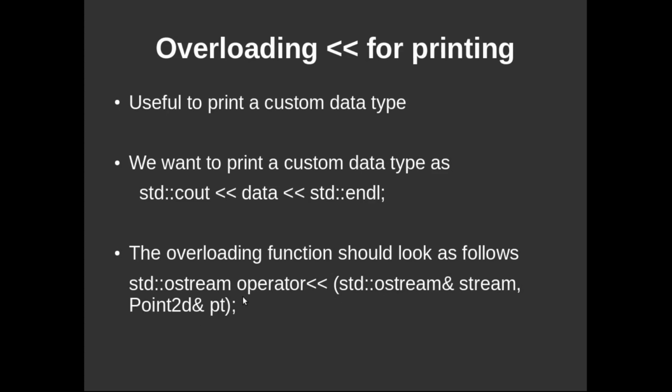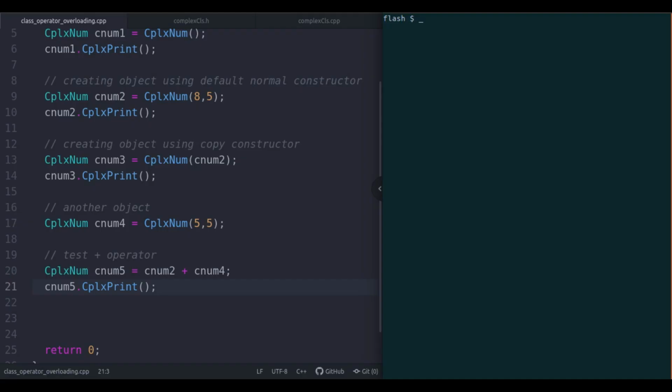So in this case, the stream variable is nothing but the cout, which is of type ostream, and pt is nothing but, suppose, the data that we want to print. I hope this is clear. Next we'll see an example. Now let's overload the left shift operator for printing a complex number type variable.